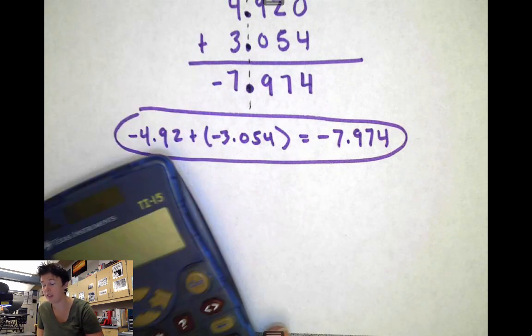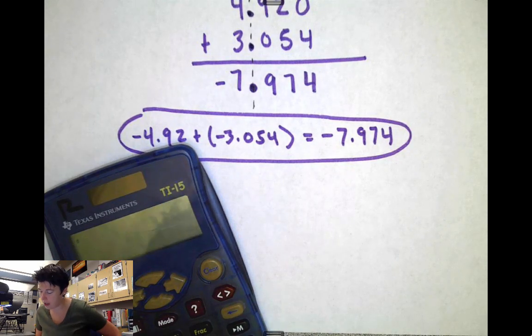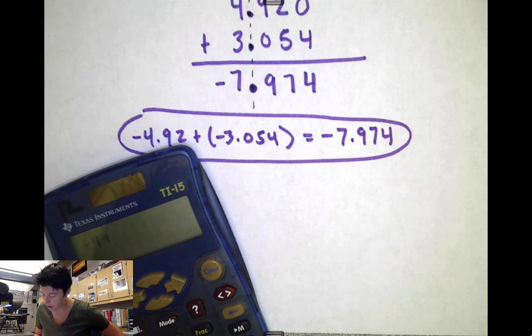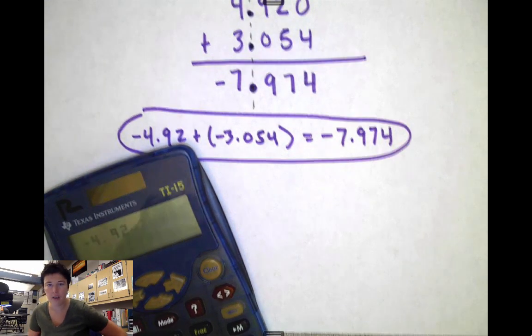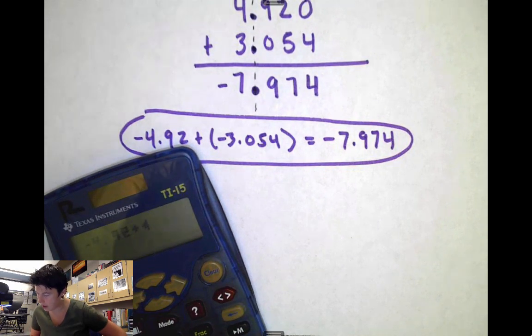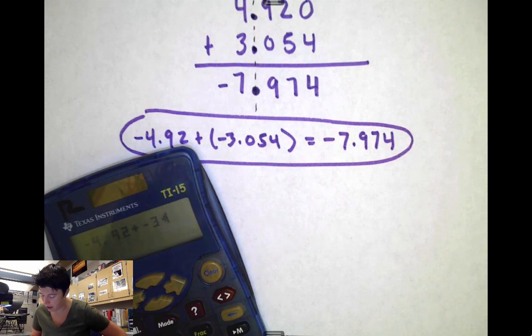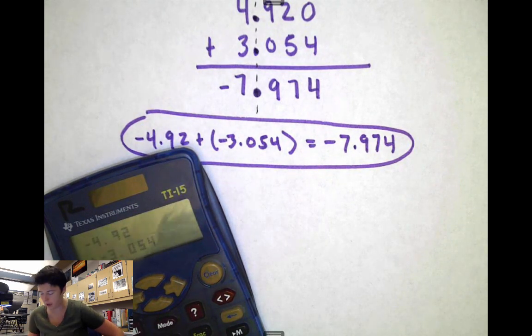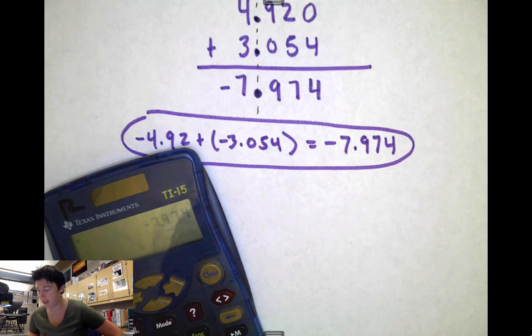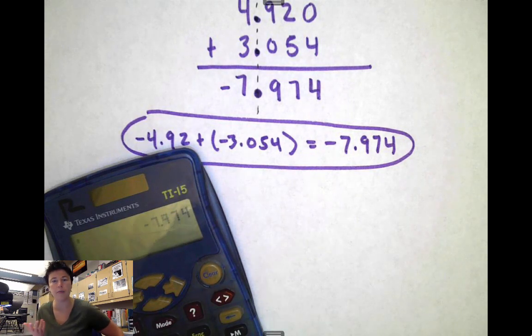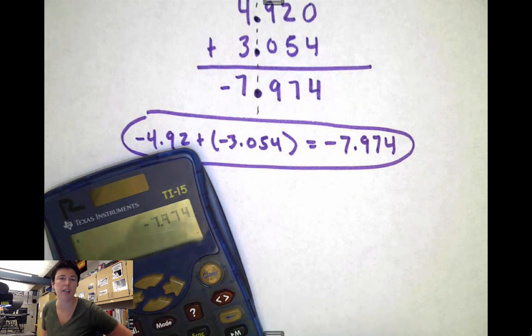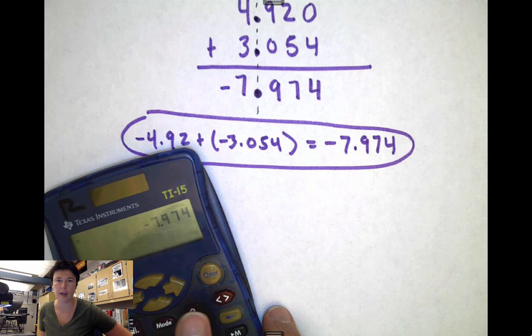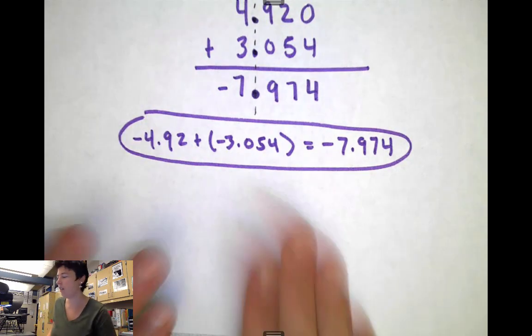What I'm going to type in is our original problem. I'm going to type in negative 4.92 plus negative 3.054. And I'm going to see if I did this correctly. So equals negative 7.974. Awesome, we did it right. So easy to check on a calculator and make sure I'm doing things correctly. There's nothing wrong with that either.